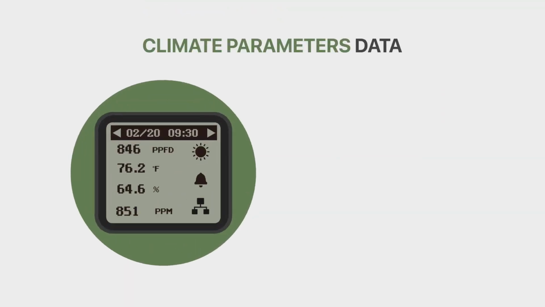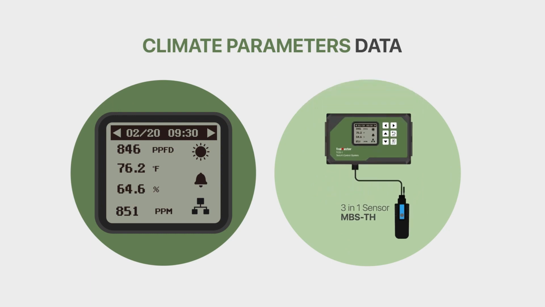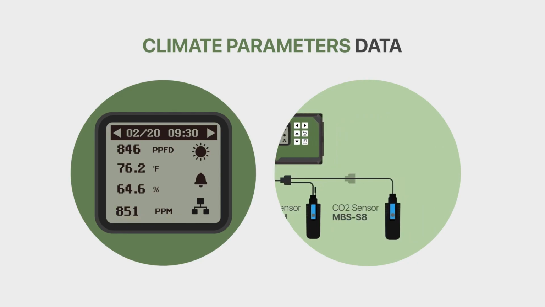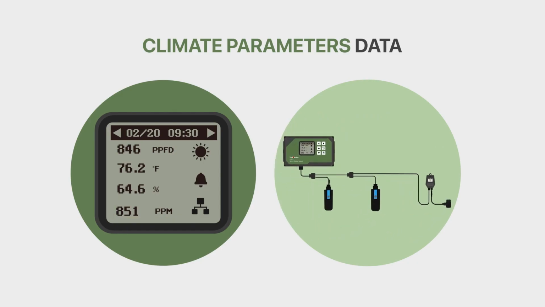Climate parameters data. Using the MBSTH and other environmental sensors, you are able to continuously monitor the data collected by these sensors. You can see the light level, temperature, humidity, and CO2 ppm readings. The optional CO2 and PAR light sensors must also be installed to monitor the light and CO2 levels.